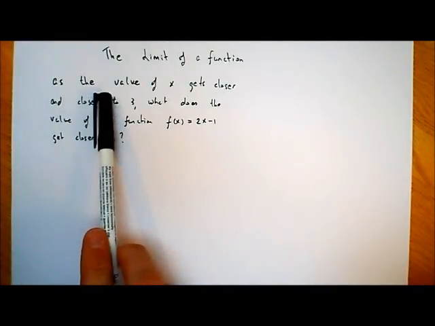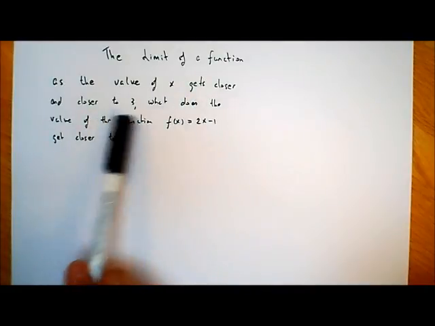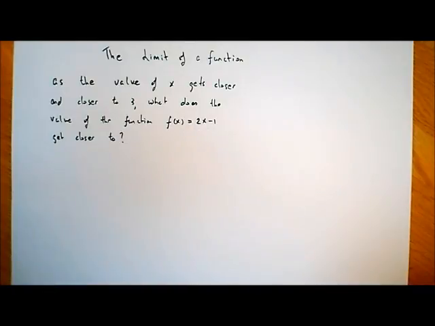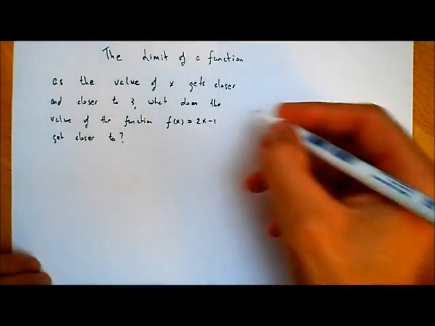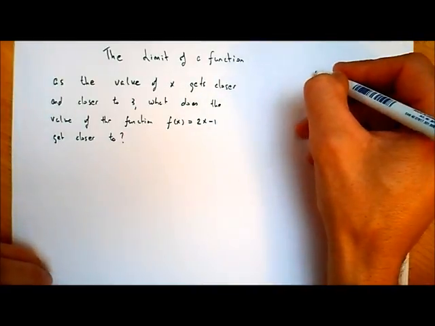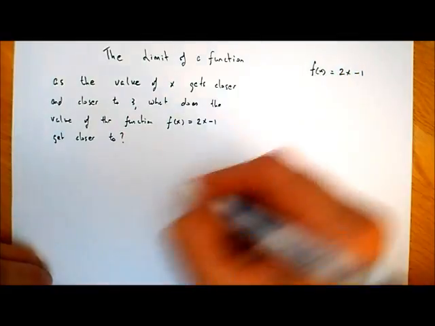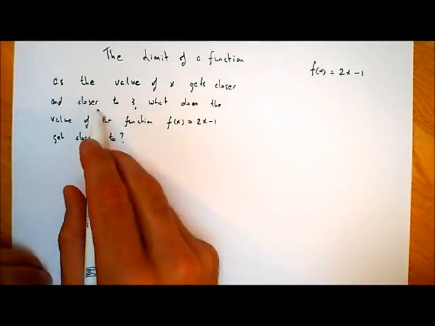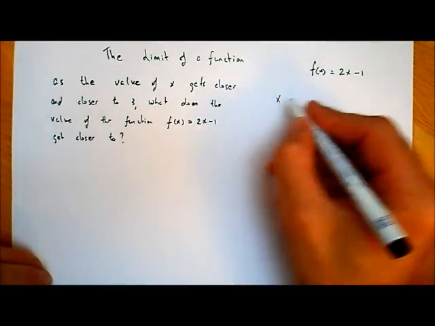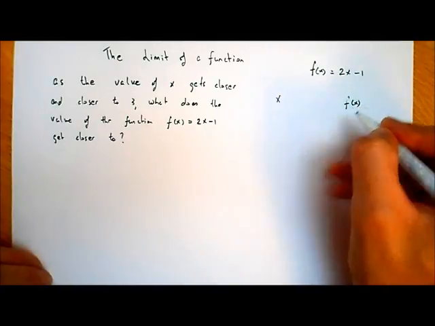So it says, as the value of x gets closer and closer to 3, what does the value of the function f of x equal to 2x minus 1 get closer to? So what this is saying is that we have values of x, and I'm going to draw a table over here. So our function that we're going to look at is f of x is equal to 2x minus 1. We have a column for the x values here, and a column over here for the f of x values.